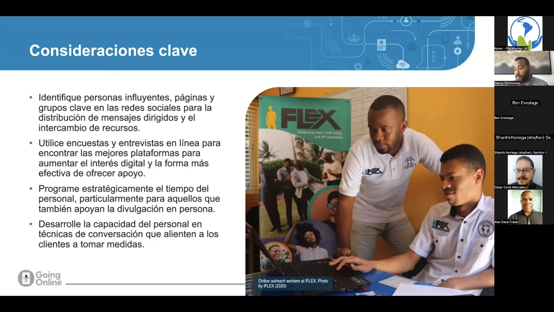We also encourage that you build staff capacity in conversational techniques that encourage clients to take action. So it's all about moving from that online space into the services that are available at the facility or clinic level. Next slide, please.